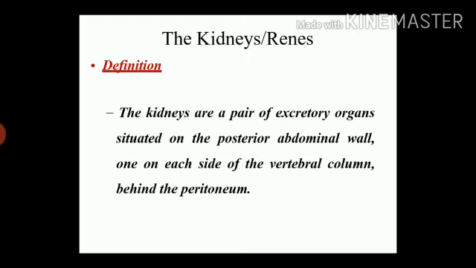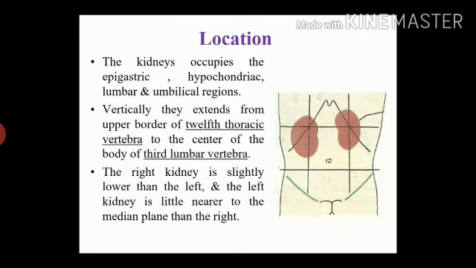So let us see the definition of kidney. It is also known as renes. The kidneys are a pair of excretory organs situated on the posterior abdominal wall, one on each side of the vertebral column behind the peritoneum. So students, we have seen what is peritoneum. Basically kidneys lie behind the peritoneum, on both sides of the vertebral column, at the posterior side of the abdominal wall.